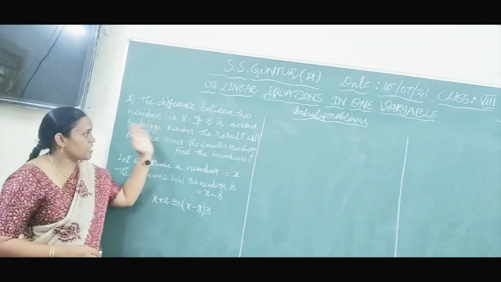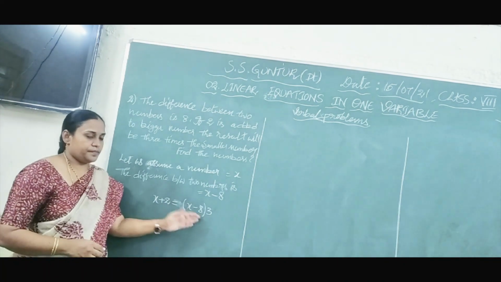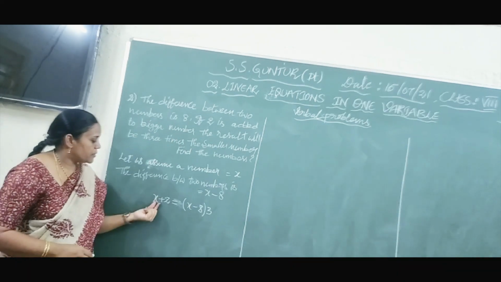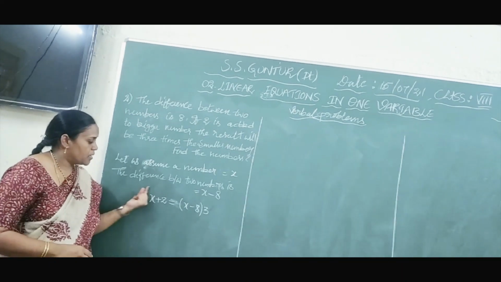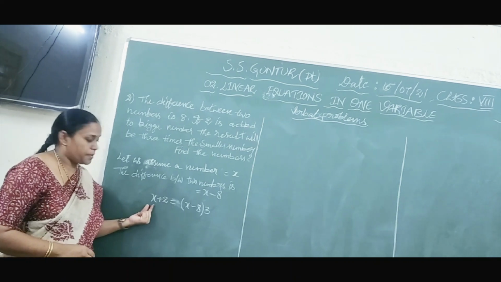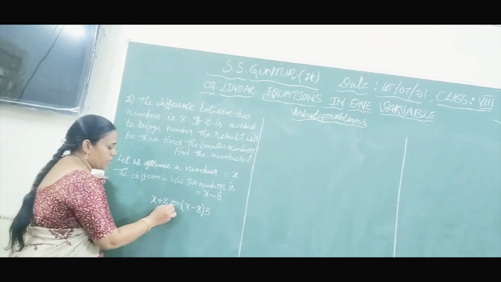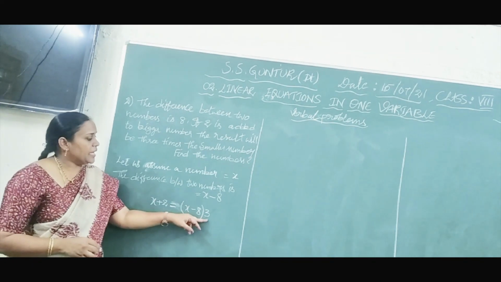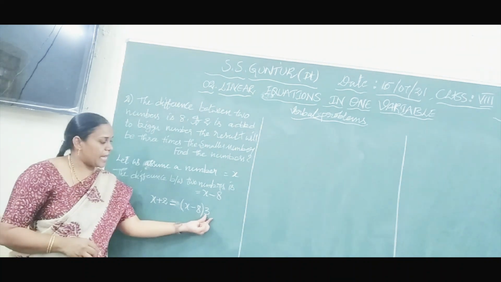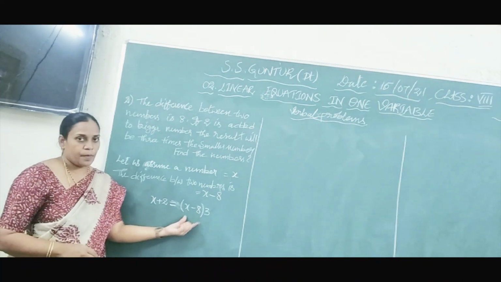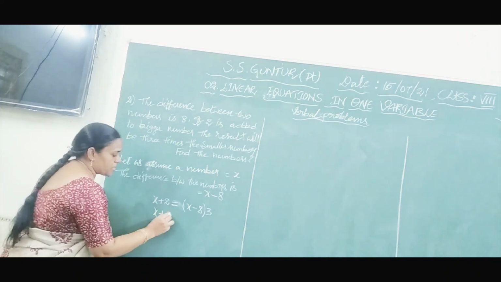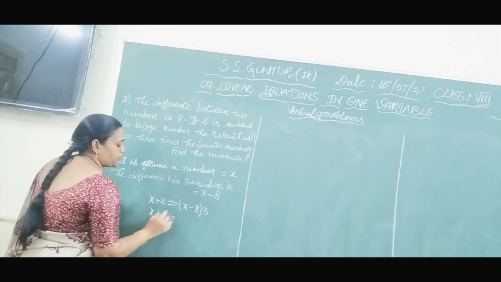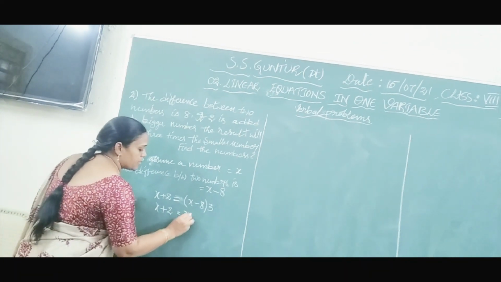So plus 2. If 2 is added to the bigger number, x is the bigger number, so x plus 2. The result will be, so result means equal, 3 times the smaller number. Now, x plus 2 is equal to, of means multiply, 3 into x, 3x, minus 8 into 3, 24.